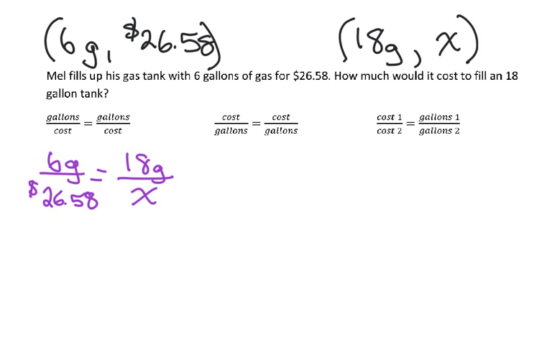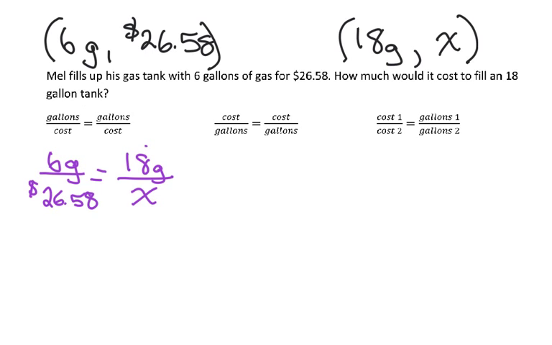Now that we have it set up, let's take a quick look at why this will work. We followed the rule of the labels matching across the top because here is gallons and here is gallons, and then here's our cost, and then here's our unknown cost. They match on the top and the labels match on the bottom. Then we can follow our normal cross multiplication rules.